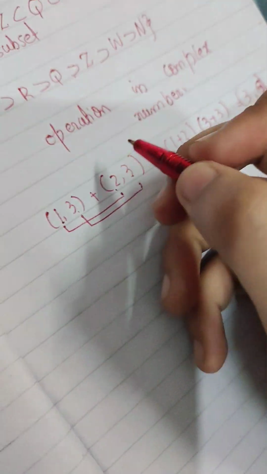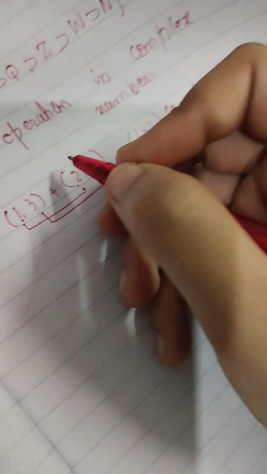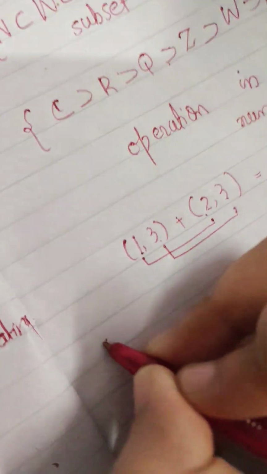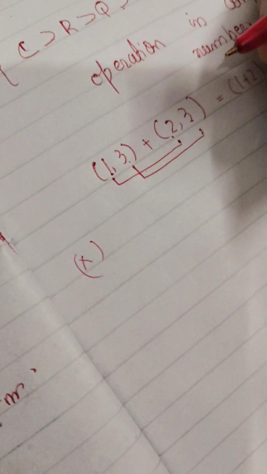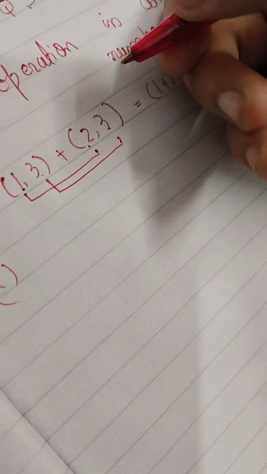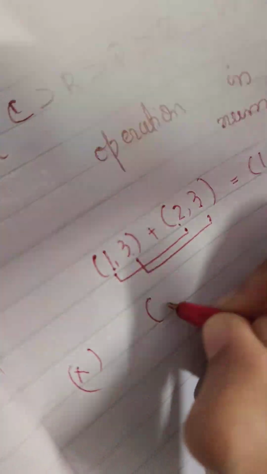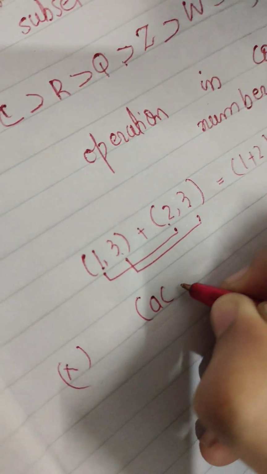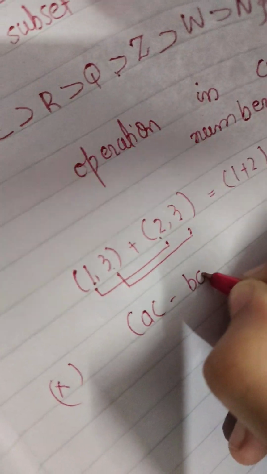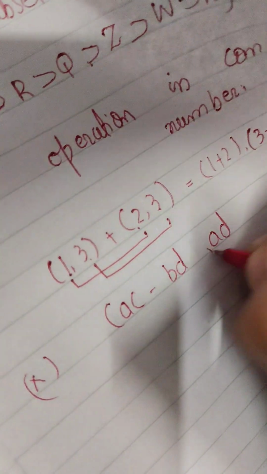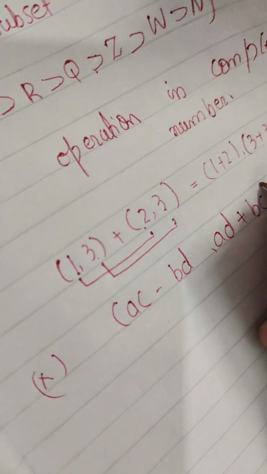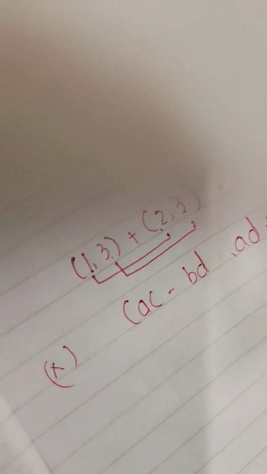Now we have how to divide then. So for the category of multiply, I'm gonna see multiply first. For the category of multiply, we have a formula. Let's see the formula first. AC minus BD and AD plus BC. Get it? So let's just prove that.